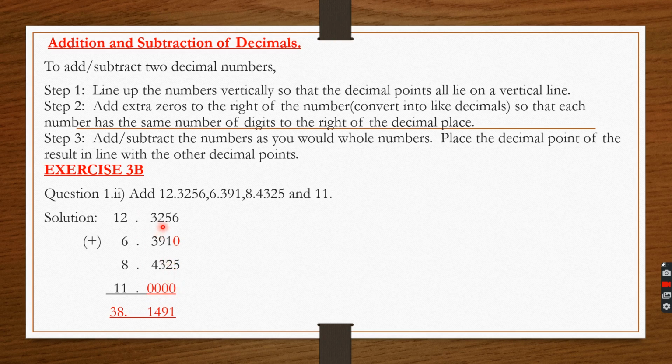Okay. Now what I did is I converted it into like decimals, because here there are 4 decimal places, here there are 3 decimal places, but here there is no decimal place at all. Therefore, for any whole number, we can add zeros after it. When you add together, we get 38.1491 as the answer.